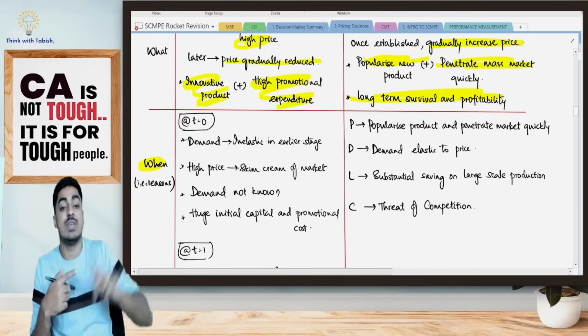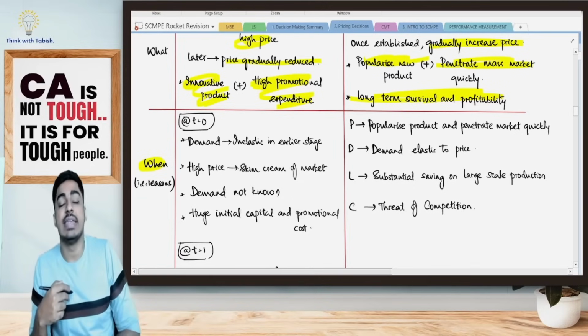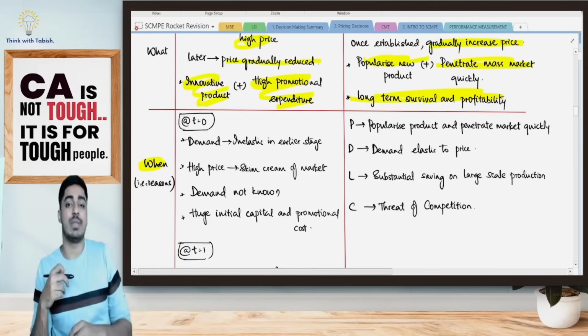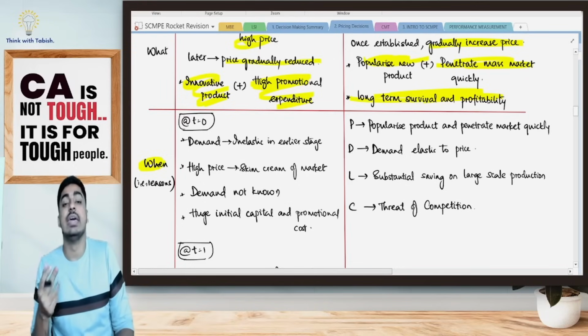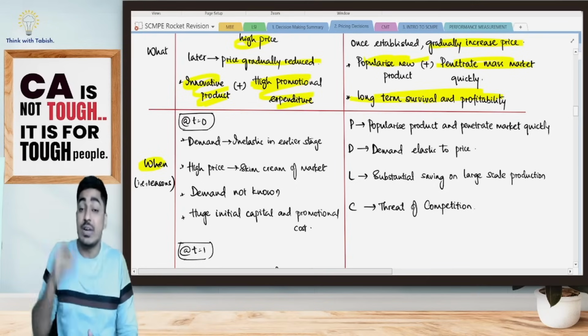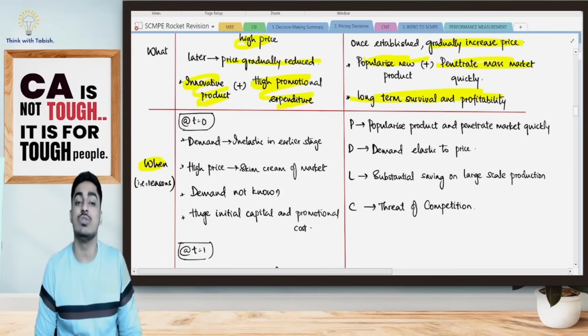Next, high price will skim the cream of the market who are relatively inelastic to price. From the premium segment, I am getting more from them who are willing to pay for that. Okay. Initially, demand is not known. When demand is not known, we are telling let's charge high. And fourthly, huge initial capital and promotional cost is incurred. So to recover that, I'm telling initially I'm going to charge a huge amount.